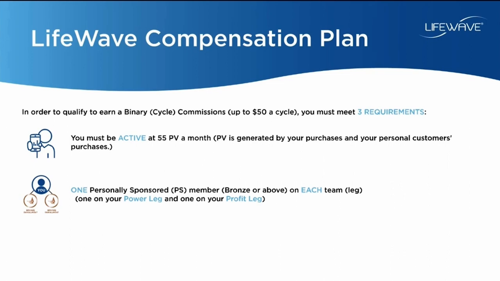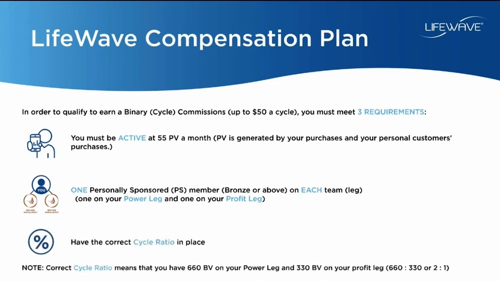That's our first kit. You also have to have that correct cycling ratio like we talked about. The 660 BV on your power leg and the 330 BV on your profit leg. Once you've met those 3 requirements, you're eligible for those commissions. Okay, once you're binary qualified, you open up the potential to earn a lot of money when it comes to cycling bonus. Now, the thing to consider is that based on your enrollment title or your paid as rank, you do have weekly maximums that you can earn.